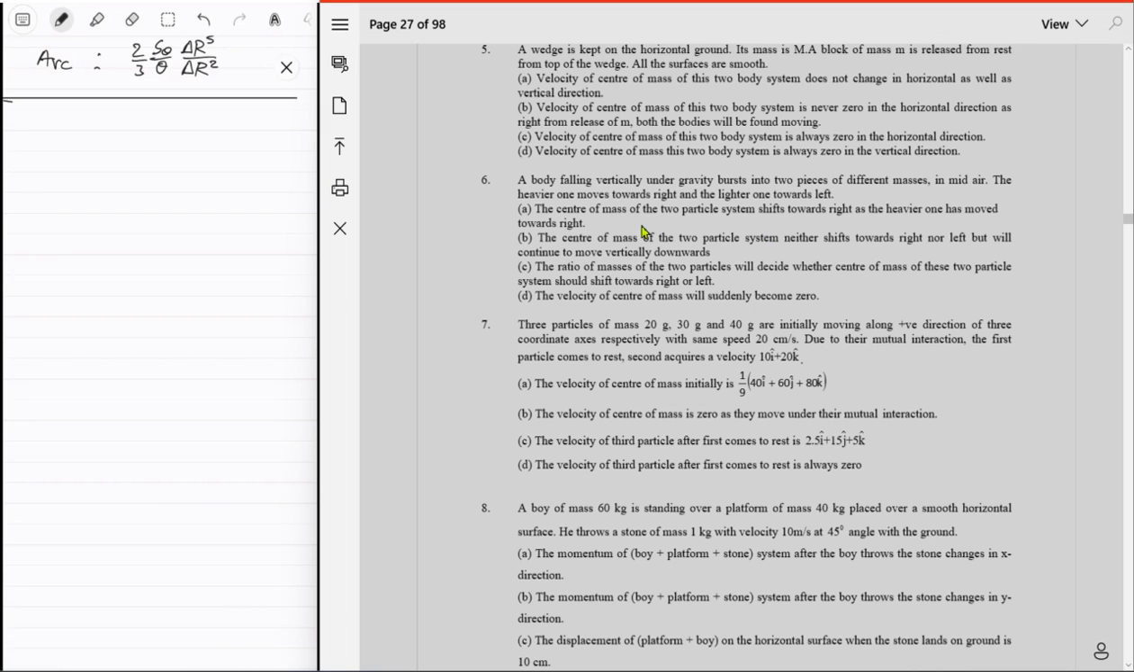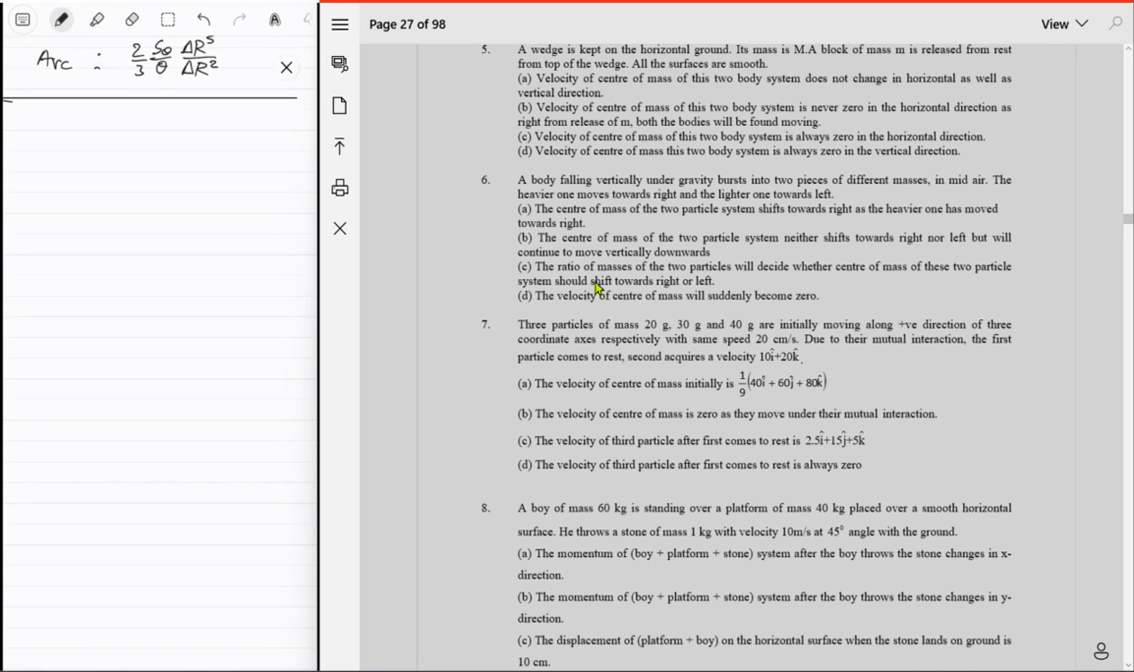Right, okay, the center of mass and different masses. Center of mass of the two particle system shifts towards right, and the heavier one has moved towards right. No, their speeds are different as well. That's not a correct argument. It is zero. The center of mass of the two particles neither shifts towards right or left, but continues to move vertically down. So B is correct.